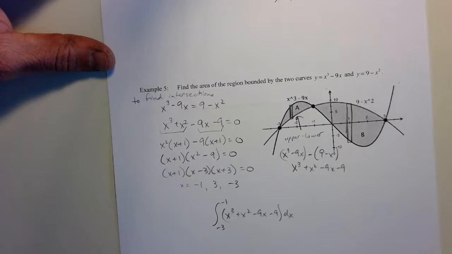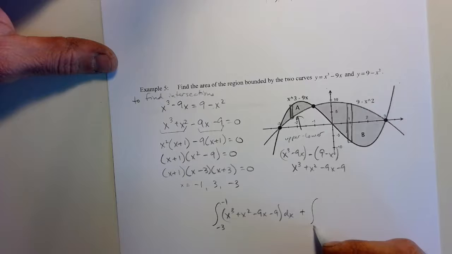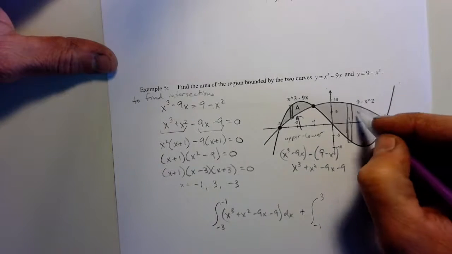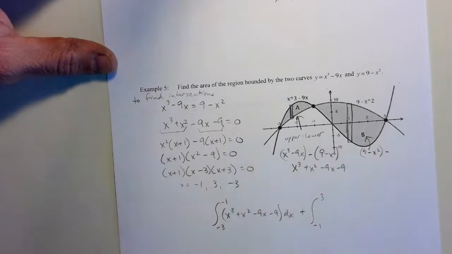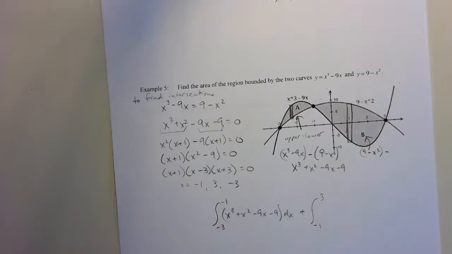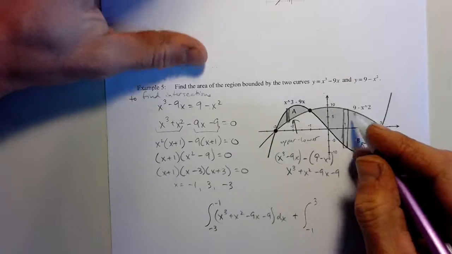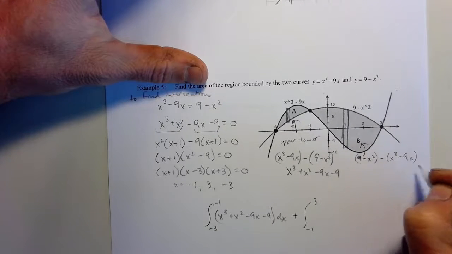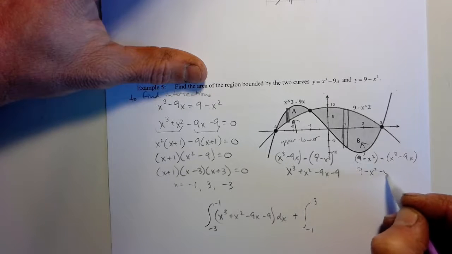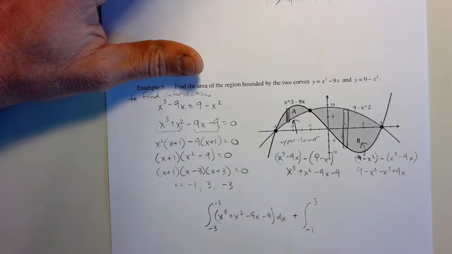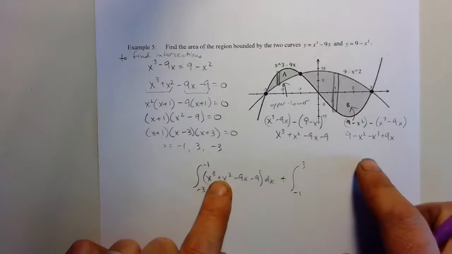Now for this next region between negative 1 and 3, which one's the upper bound? Notice that 9 minus x squared is the upper bound. That's the one that's on top. So it can change which one's on top if there are multiple regions. That's why it's so important to know what your graph looks like. So we'll do 9 minus x squared, the top one, minus the x cubed minus 9x. When I subtract them, I'm going to have 9 minus x squared minus x cubed plus 9x. If you'd like to put it in standard form, go right ahead, but there's no need to. You'll see that these two are really the same expression, but with opposite signs.